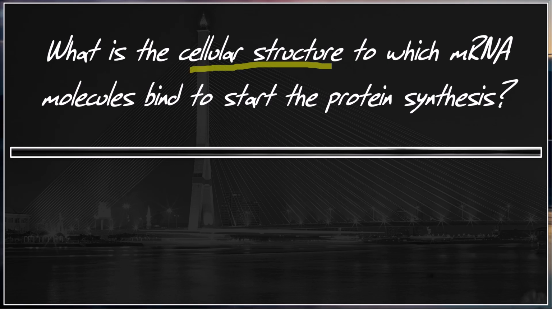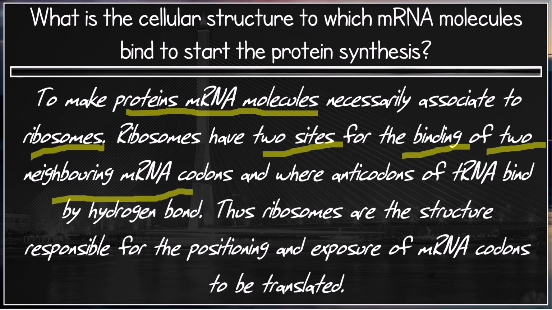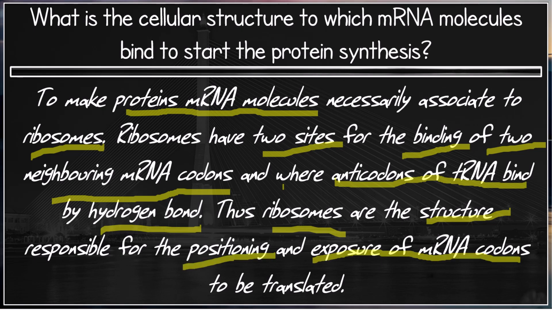What is the cellular structure to which the messenger RNA molecule binds to start protein synthesis? To make proteins, the messenger RNA molecule necessarily associates to ribosomes. Ribosomes have two sites for the binding of two neighboring messenger RNA codons, where anticodons of transfer RNA bind by hydrogen bonds. Thus, ribosomes are the structure responsible for positioning and exposure of messenger RNA codons to be translated.